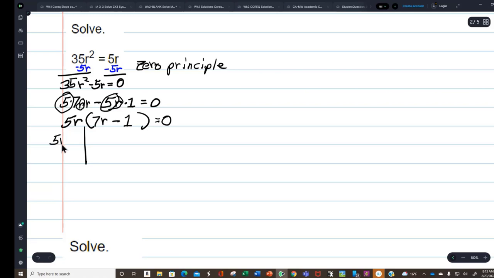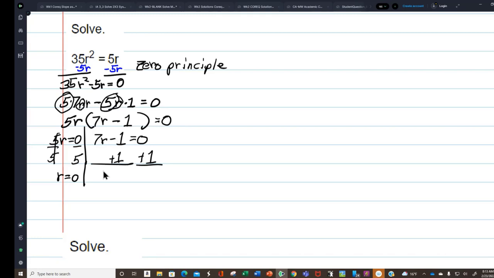So I'll take 5R and set it equal to 0. And I'll take 7R minus 1 and set it equal to 0. And on the left, divide by 5. So I'll have R equals 0. And over here, add 1 to both sides. Negative 1 plus 1 is 0, so on the left, I have 7r equals 0 plus 1, which is 1. And then divide by 7, divide by 7. We have r equals 1/7.